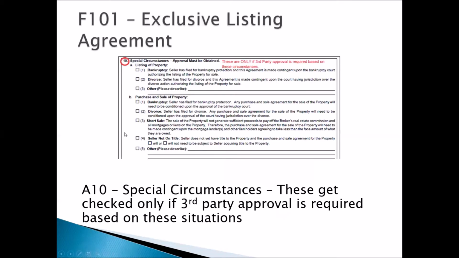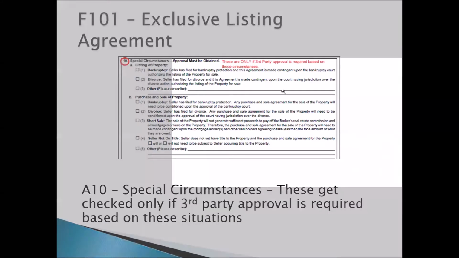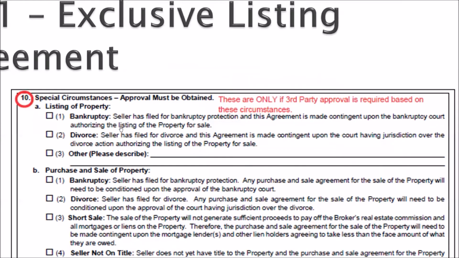All right. Now, the next section talks about special circumstances, and where it talks about special circumstances, it talks about bankruptcy, divorce, so forth and so on, short sale, seller not on title. Again, you only check these items not if your public seller is going through or has gone through a bankruptcy or divorce, but only if there is required third-party approval. In other words, if the bankruptcy court has to sign off on a contract, if the divorce court has to sign off on the contract, that's when you list these special circumstances. And it says approval must be obtained.